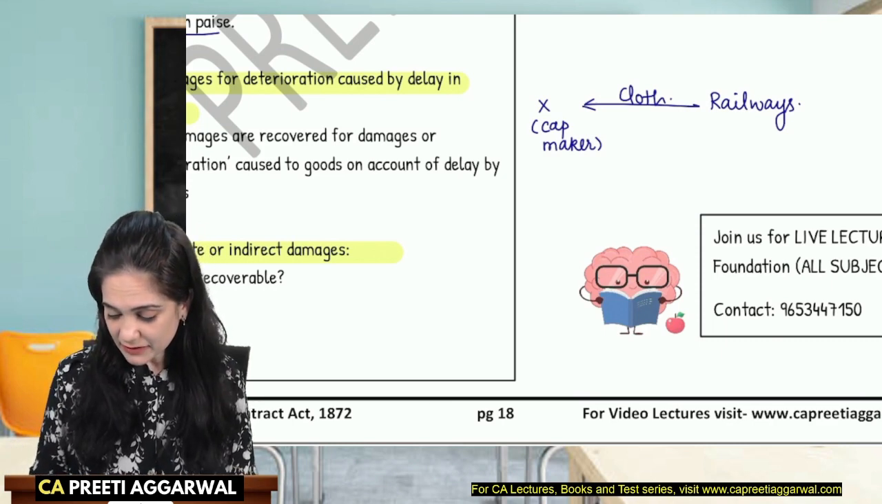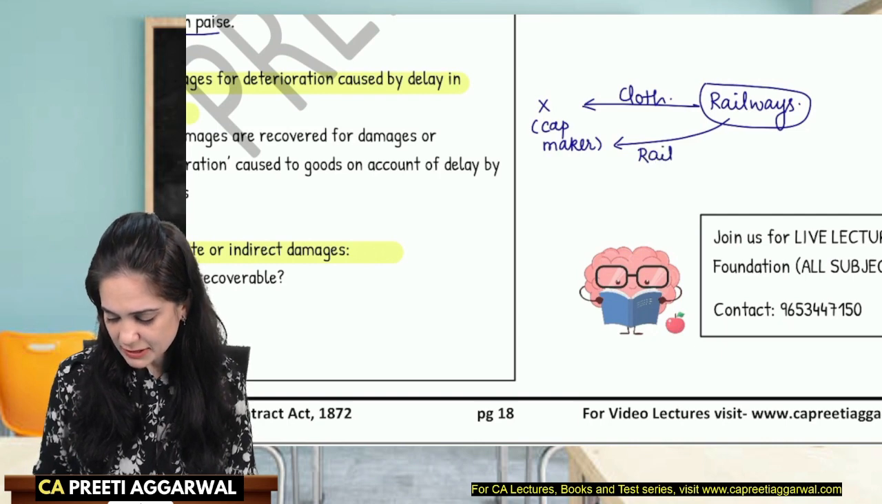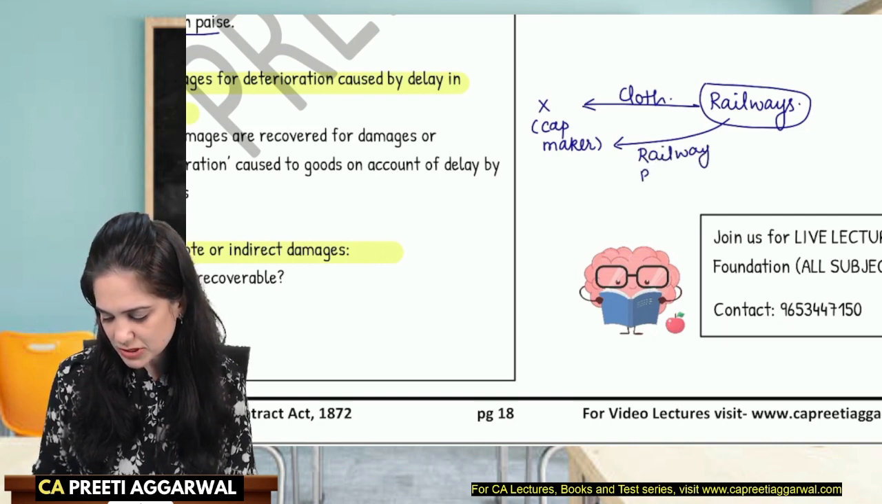Now, the railways had given him the railway receipt. On the railway receipt, it was mentioned that the railway will be responsible for deterioration during transit.